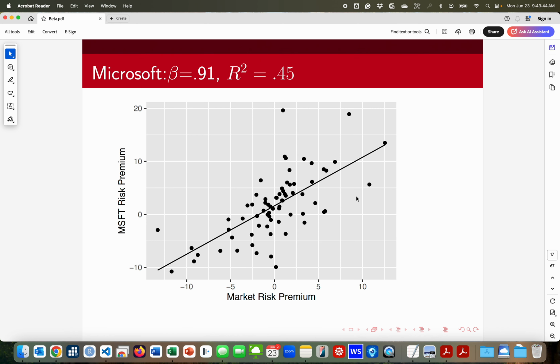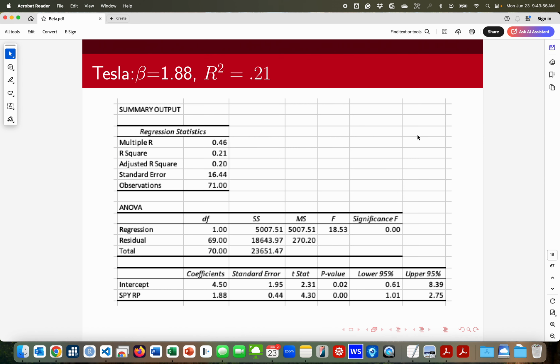And this is what it looks like if you plot it. If you plot the Microsoft risk premium against the market risk premium, we see a positive slope. And the slope of that line is exactly 0.91. For Tesla, the beta was 1.88 with an R-square of 0.21. So the market risk premium explains less of the variation in Tesla risk premium than it did for Microsoft.